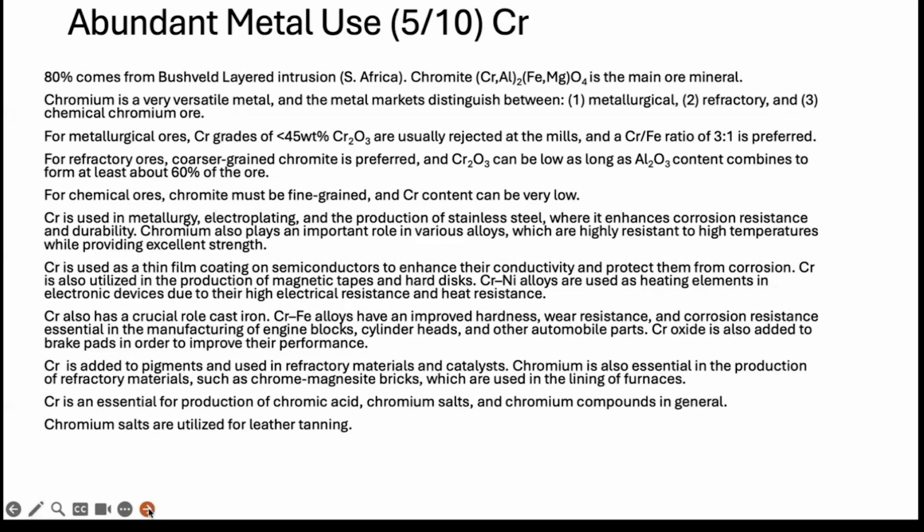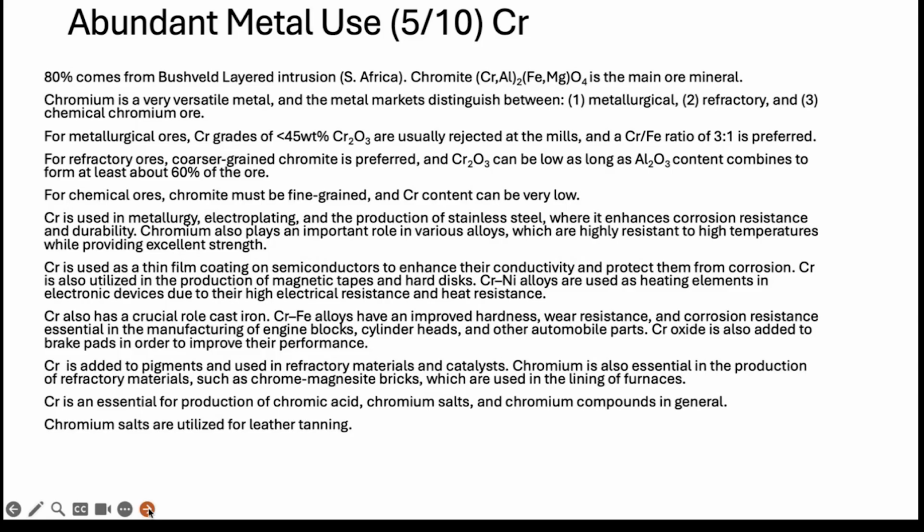Used in a wide range of things there: metallurgy, electroplating, production of stainless steel, and it plays an important role in various alloys. Chrome is used as a thin film coating on semiconductors to enhance their conductivity and protect them from corrosion. Also used in producing magnetic tapes and hard disks. As heating elements, chrome nickel alloys are used in heating elements and electronic devices. Chrome also plays an important role in cast iron.